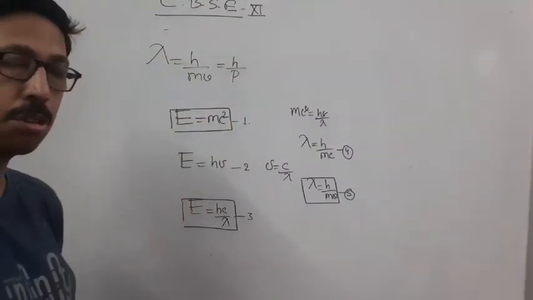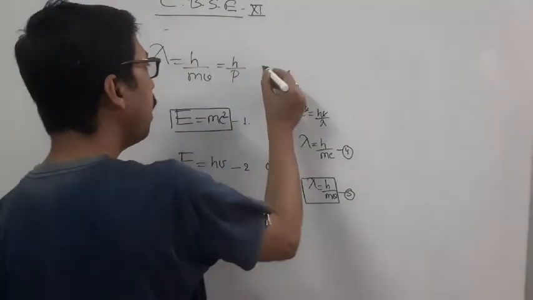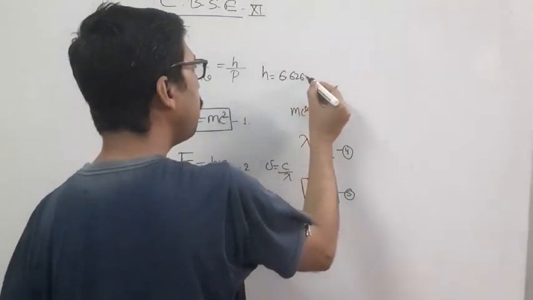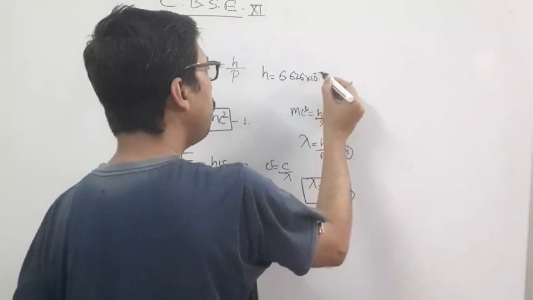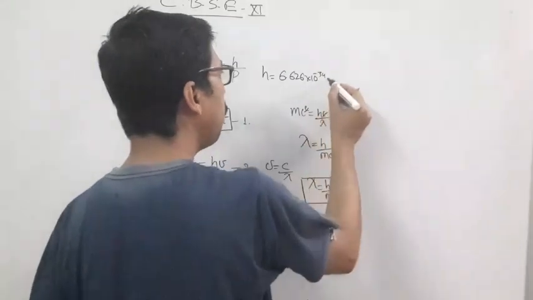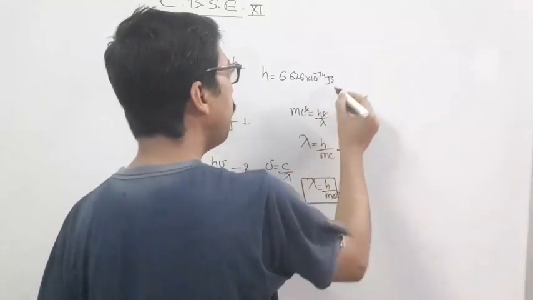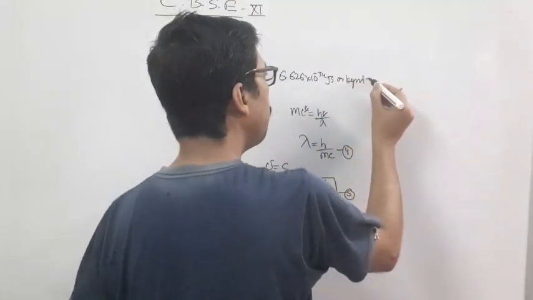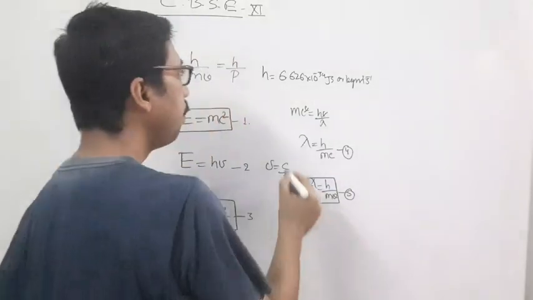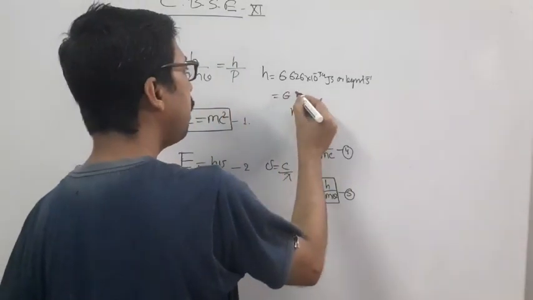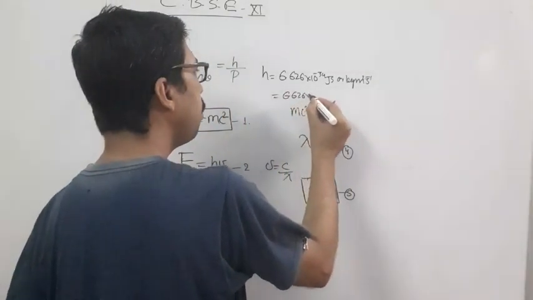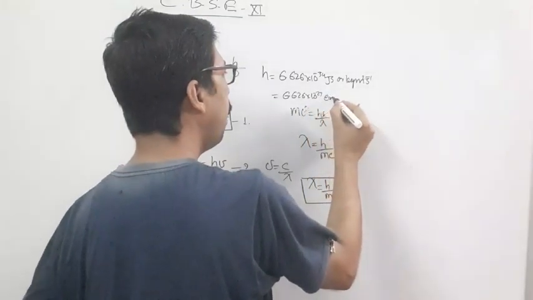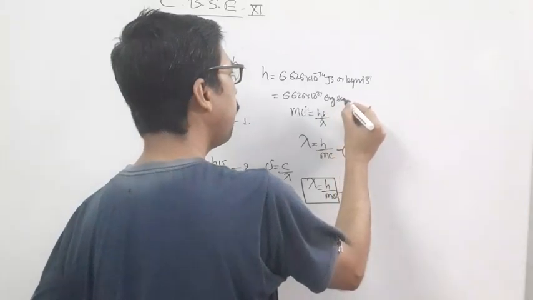And then finally, h is the Planck's constant and its value is 6.626 into 10 to the power minus 34 joule second, or kg meter square per second. In CGS it is 6.626 into 10 to the power minus 27 erg second.